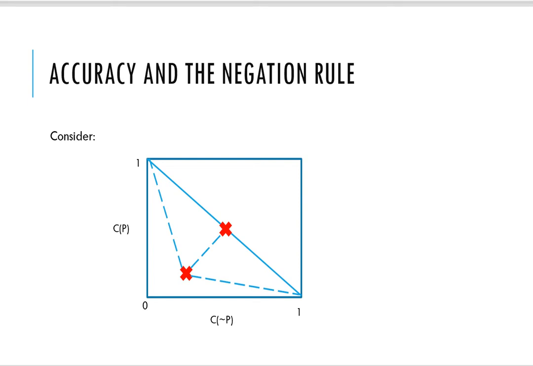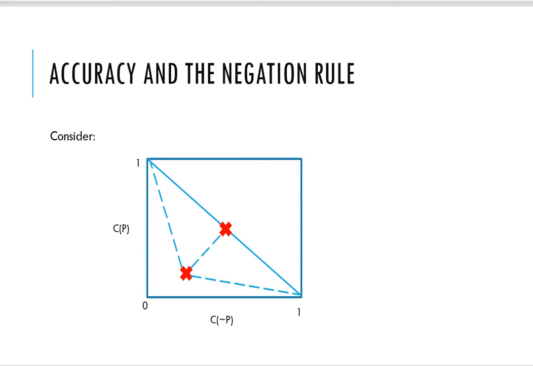We can think of the Brier score as measuring Euclidean distance between points in this space. The point that's on the line is going to be closer to both the point 1, 0 and the point 0, 1. So regardless of whether P ends up being true and not P false, or not P ends up being true and P false, the point on the line is going to have a lower Brier score. It's going to be more accurate than the point that's off the line. So this suggests that any credence function that violates the negation rule is going to be accuracy dominated by one that satisfies the negation rule.